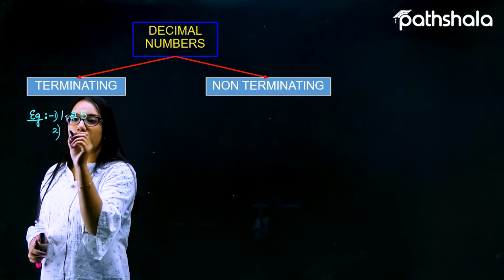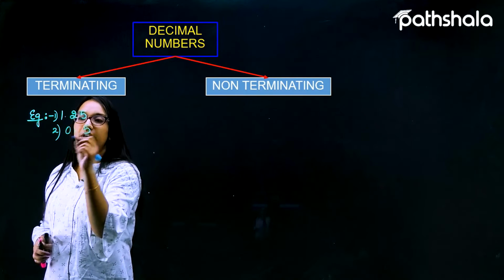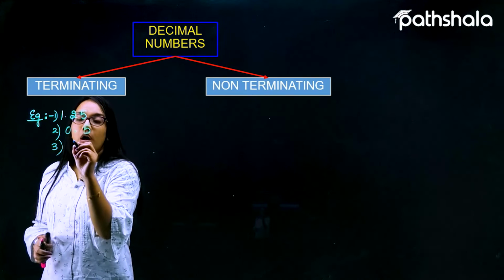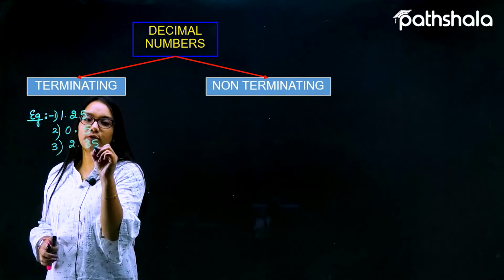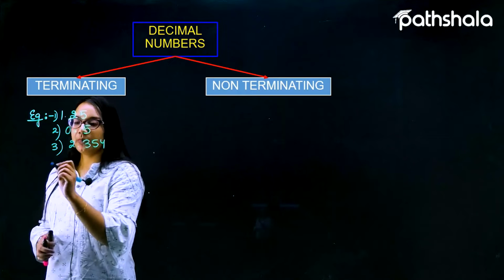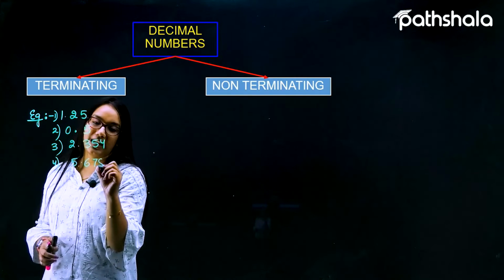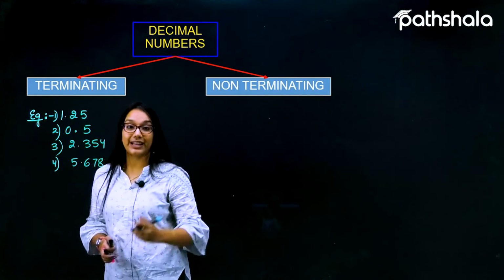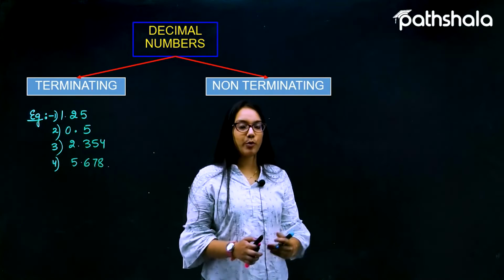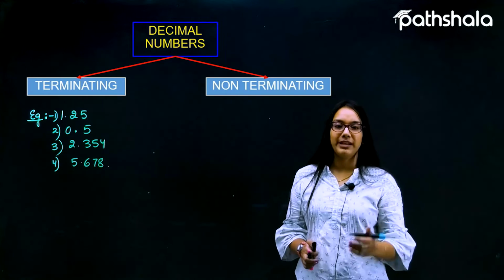Let us suppose I am talking about 0.5, it is a terminating decimal. Let us suppose I am talking about 2.354, it is a terminating one. Further, let us suppose I am talking about 5.678, it is a terminating decimal number. Now let us talk about the non-terminating ones.